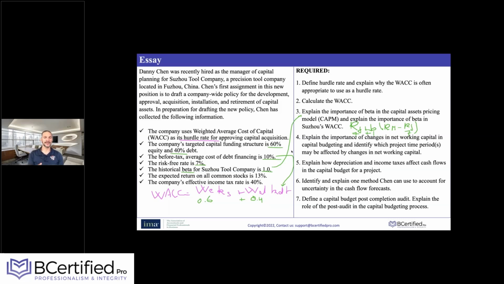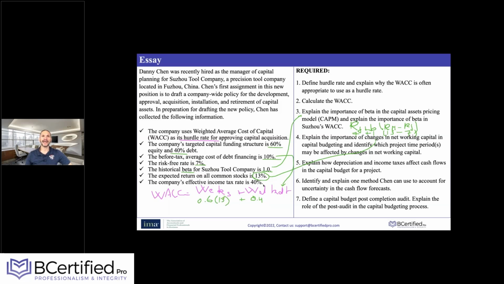If the beta of Suzhou is 1, it means it's equal to the market beta. So the risk of Suzhou is the same as the risk of the market, so the return of Suzhou will be the same as the return of the market. Even if we don't do the calculation, we can know the answer will be 13% since beta is 1. But just for the sake of it, I'm going to use 13 here. So 13 minus 7 multiplied by 1 plus 7 is also equal to 13%.